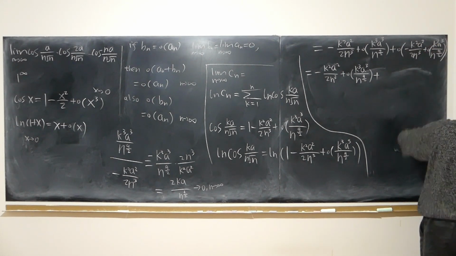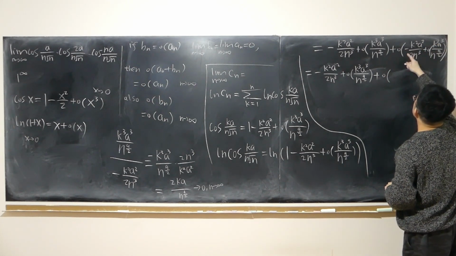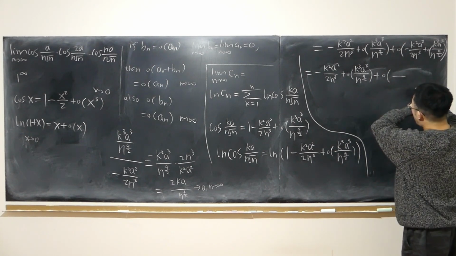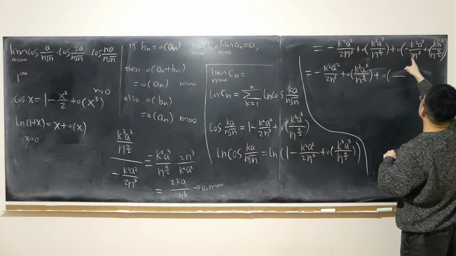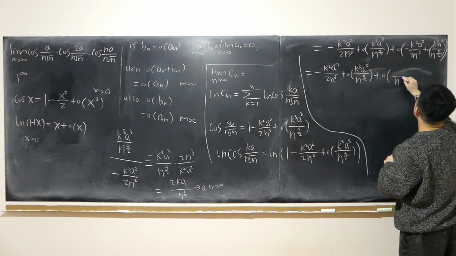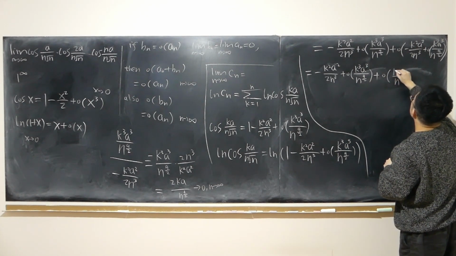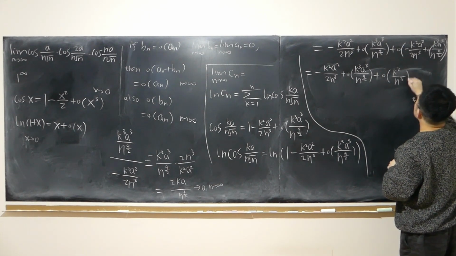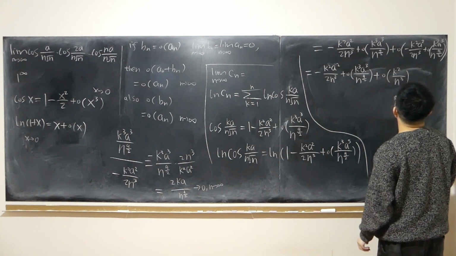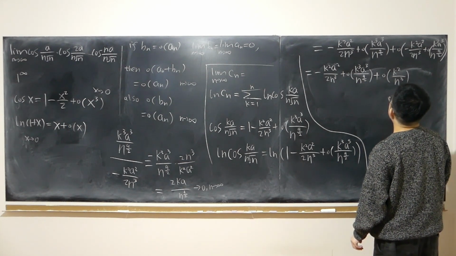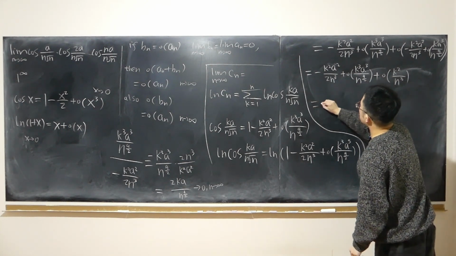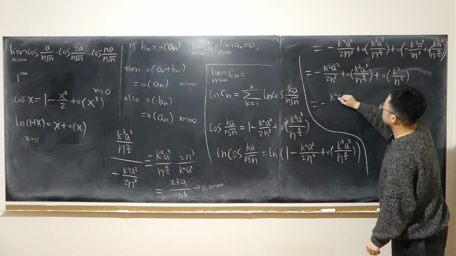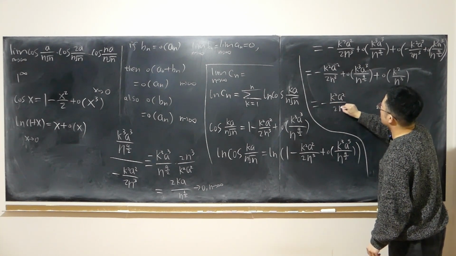Just get rid of this. Just little o of this slower guy. Right, I don't need the constant, negative 2. I don't need that. Just the constant, don't need that. K squared, a squared is constant, don't need that. Right? This is easily verifiable. And this is equal to negative k squared a squared over 2 times n cubed.